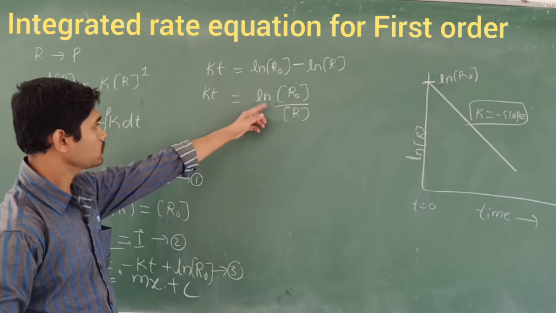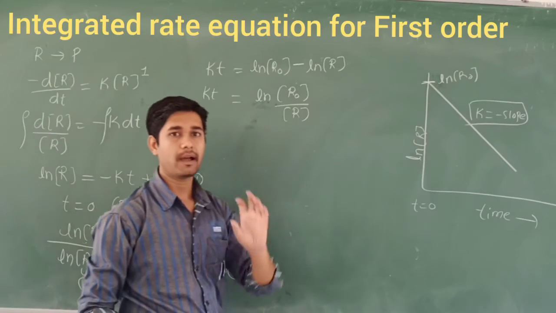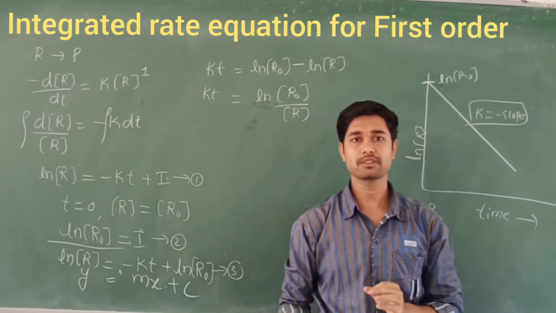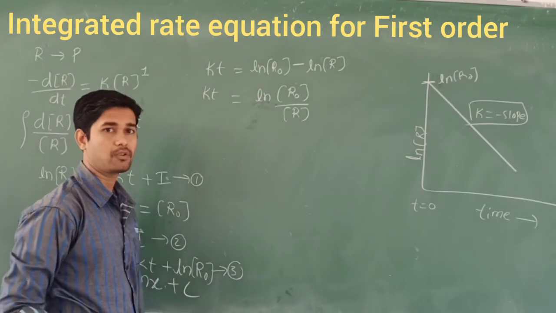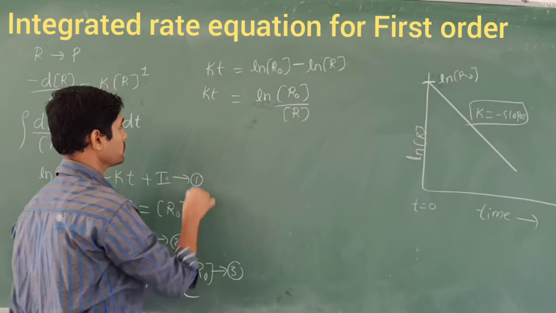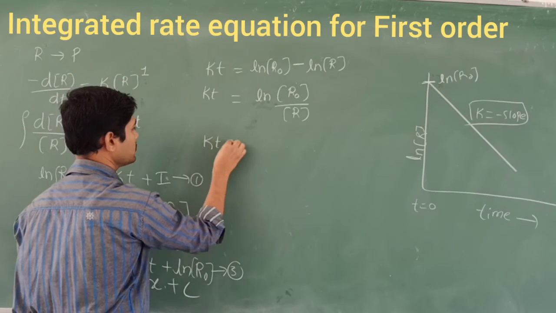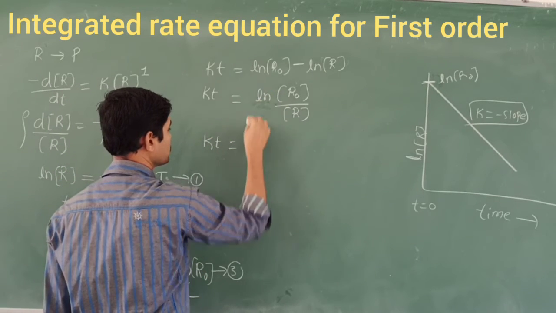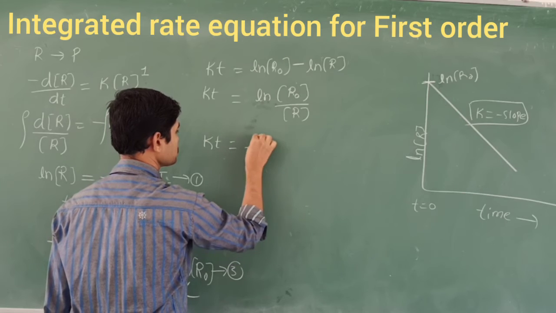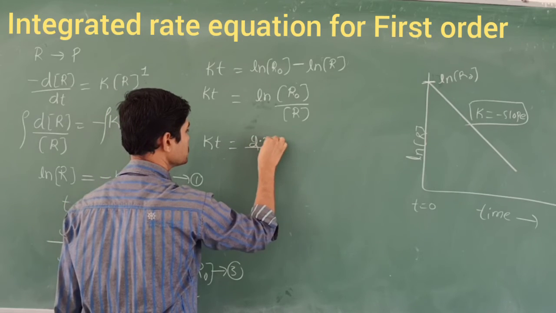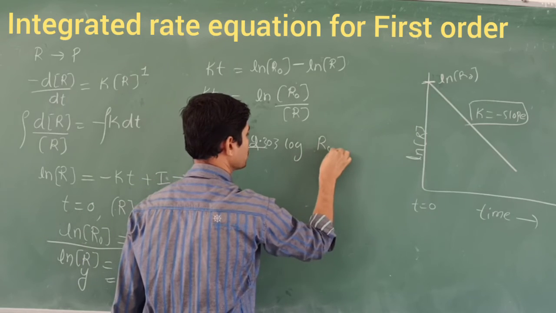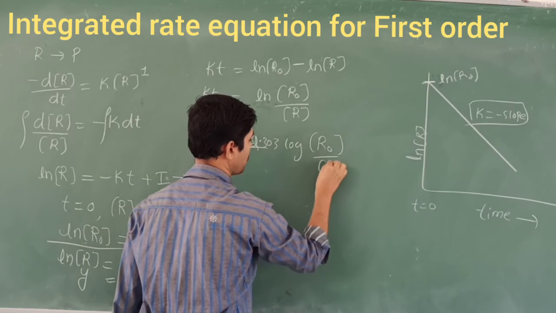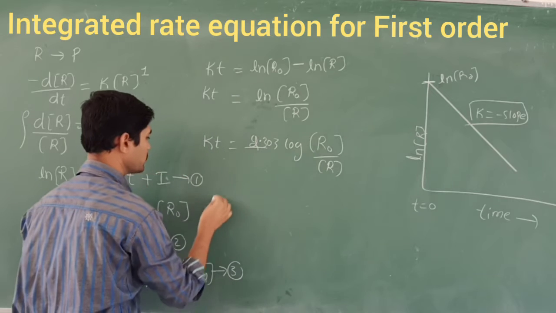In order to remove this ln, we are going to add the term 2.303 with the log values. So in order to remove this ln, we multiply by log and also 2.303. Therefore Kt is equal to 2.303 log R naught by R here. So we are going to obtain only K.